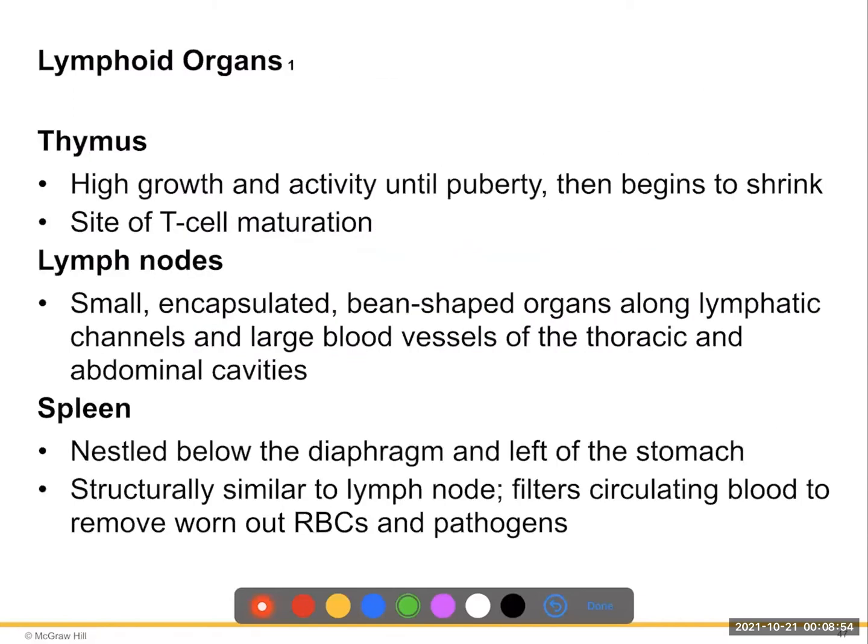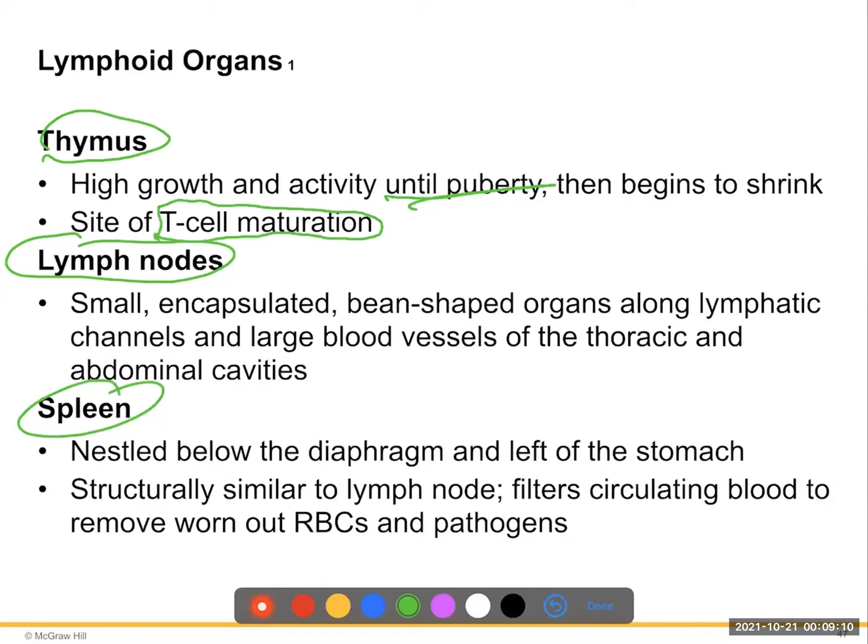All right, so we have the thymus we talked about, lymph nodes we talked about, and the spleen. The thymus has a very high rate of growth until puberty. After puberty, it begins to shrink. The thymus is the site of T cell maturation. That's where T cells mature. They are not produced there. T cells are produced where? They're produced in the bone marrow, just like B cells.